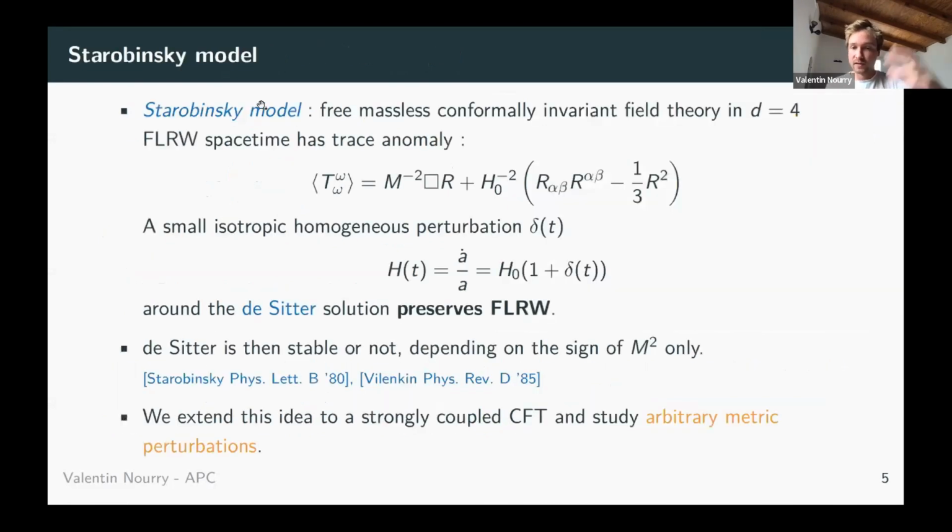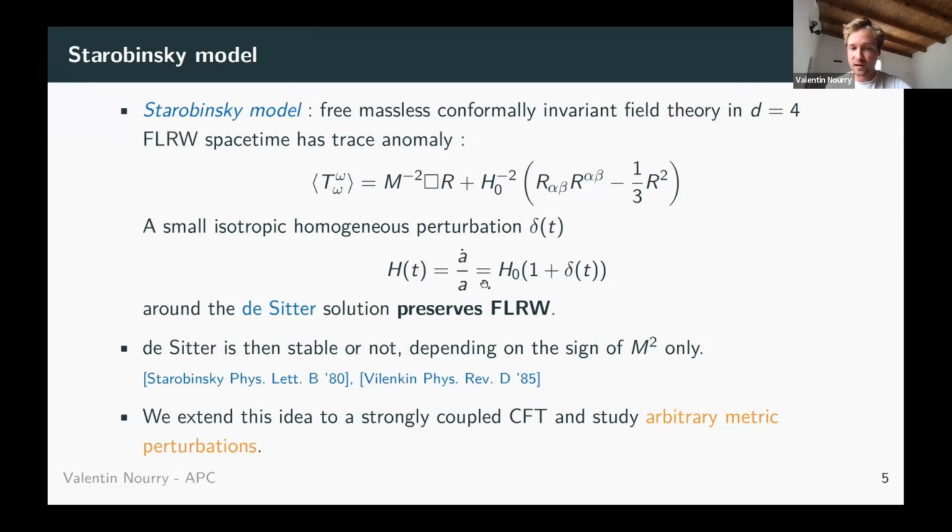Using this holographic setup, we can have new insights on, for example, the Starobinsky model. This is the project I'm working on. It's a historical model that consists of three massless conformally invariant fields in 4-dimensional FLRW spacetime. This model has the same trace anomaly I told you about on the previous slide, and it consists of just two parameters of the theory, M and H0, and the trace of the stress tensor will be this. Starting with this matter content, one can compute the evolution of a small isotropic perturbation, delta, which is just a shift of the Hubble rate.